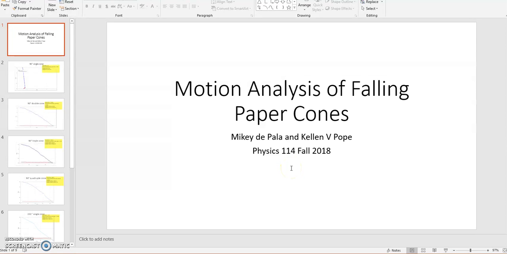This is motion analysis of falling paper cones by Mike Paula and Kellen Pope. All the plots were made using Logger Pro, and the calculations were made using the data estimated from the plot graphs.